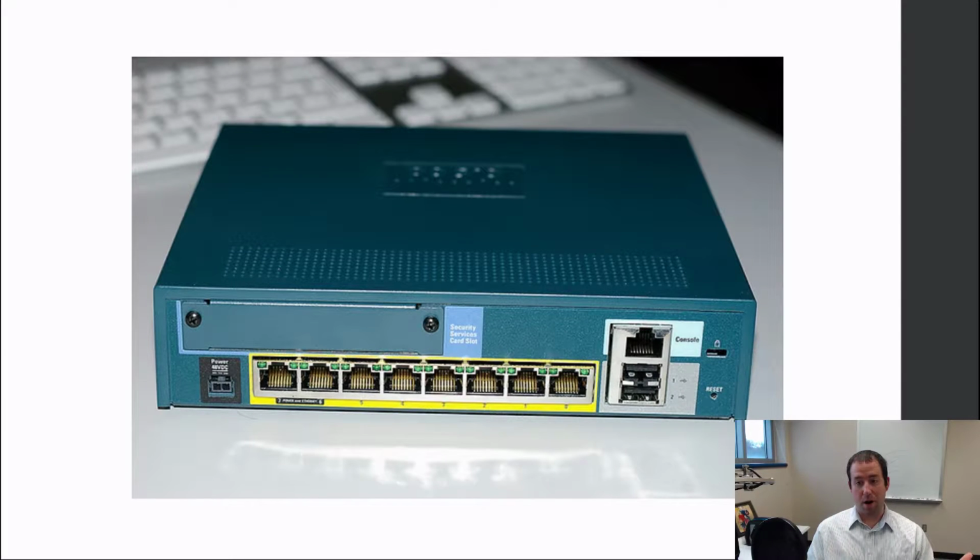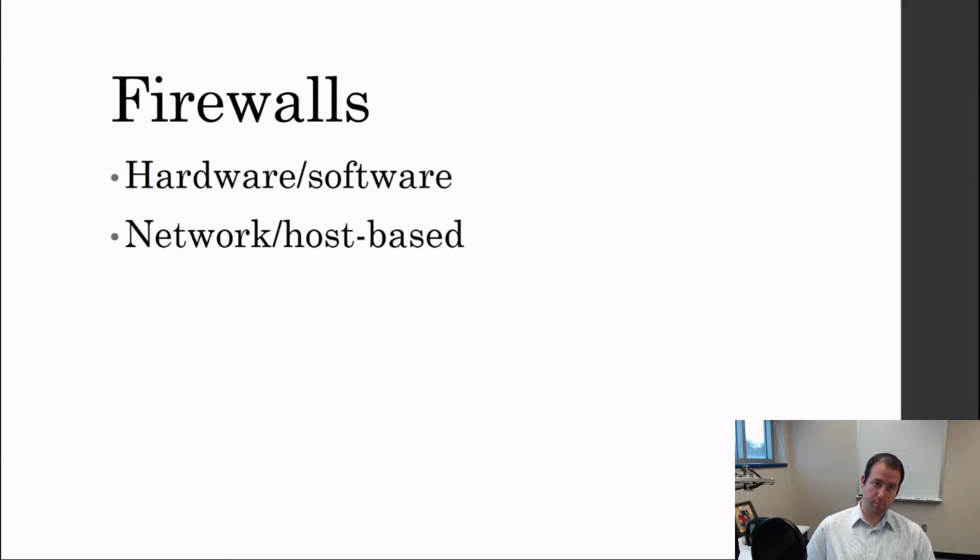So this is what a hardware firewall looks like. It's nothing super special to look at. It's got a port and some other ports. The console port you would use to connect and configure the device, and then it's got other ports to connect to various network devices that it is protecting.